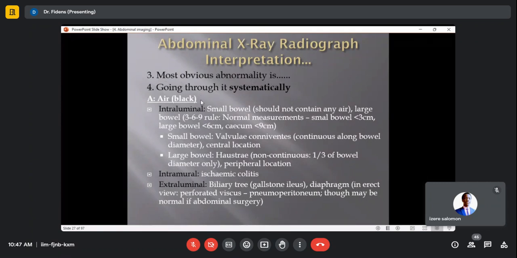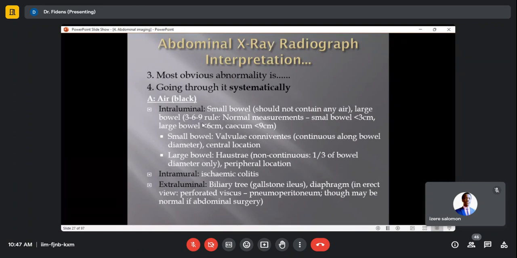And number four, you go through it systematically now. What I want to see, systematically, you start by A. A is about air, black. Remember, we have seen for chest radiograph, A, B, C, D, E, air. And air in chest radiograph is about intraluminal air. The point is intraluminal air.